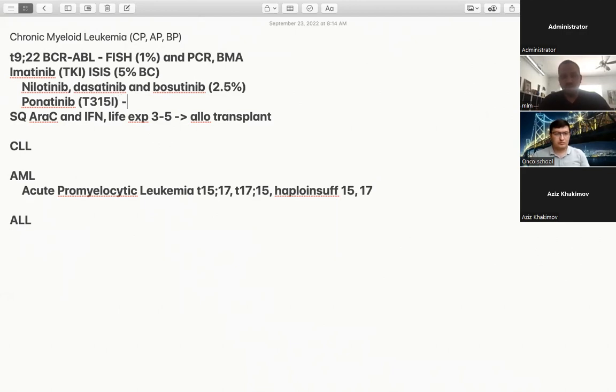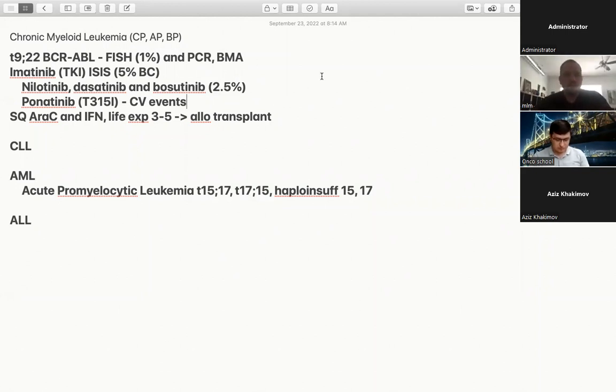And T315I is a resistant mutation within the ABL pocket that renders imatinib, nilotinib, and dasatinib all not usable. So ponatinib does work in this situation. Its problem is it causes cardiovascular events. It can cause heart attacks, strokes, and I've actually seen it cause someone's leg to clot off and them to lose their entire leg, which is usually not what you're attempting to do. But these are the main drugs that you would use.